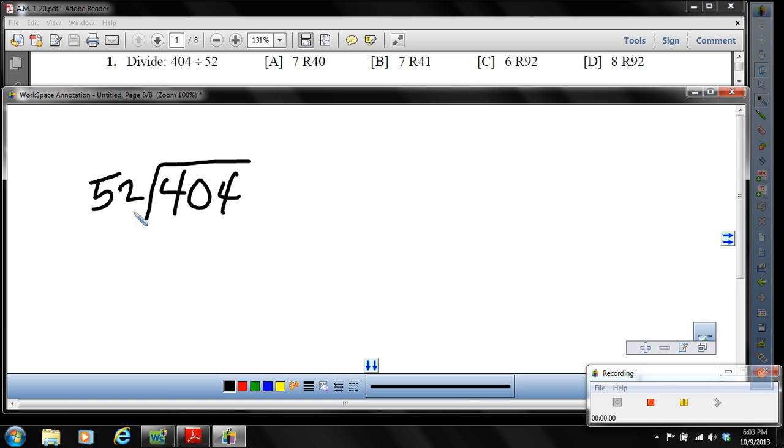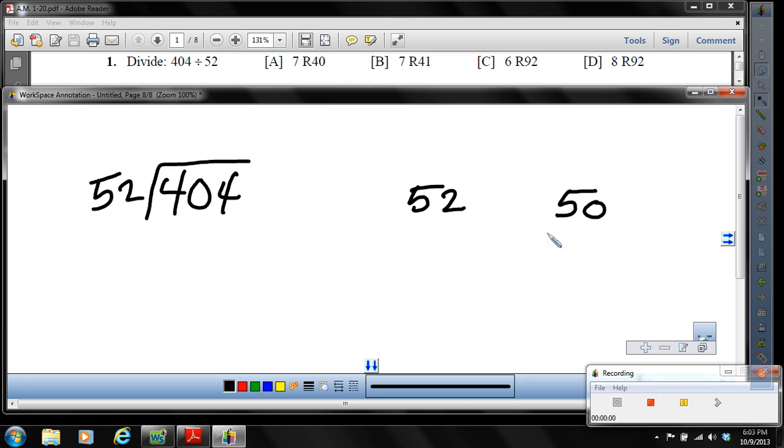Alright, this would involve a little bit of estimation since 52 cannot go into 4 because 4 would be smaller than 52. 52 cannot go into 40 because 40 would be smaller than 52. 52 can go into 404, but we're going to have to use some estimation. So we're going to take our divisor 52 and we're going to round it to 50.